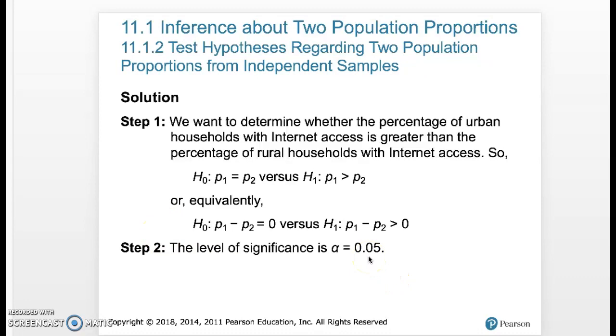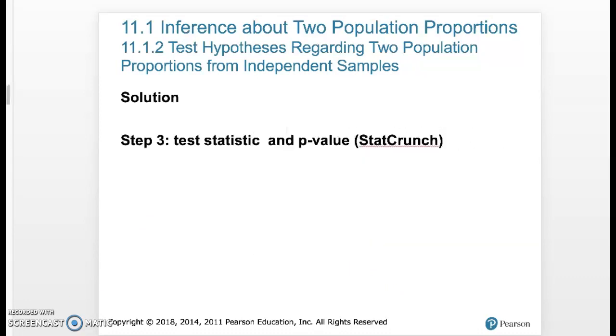Then in step 2, we'll make sure we specify our alpha. Our problem gave us the alpha of 0.05. So step 3 is going to be to find our test statistic and p-value and use StatCrunch to do this. I'm actually going to pause this video. We're almost out of time for our 15-minute time limit, and we'll pick up with StatCrunch in the next part.